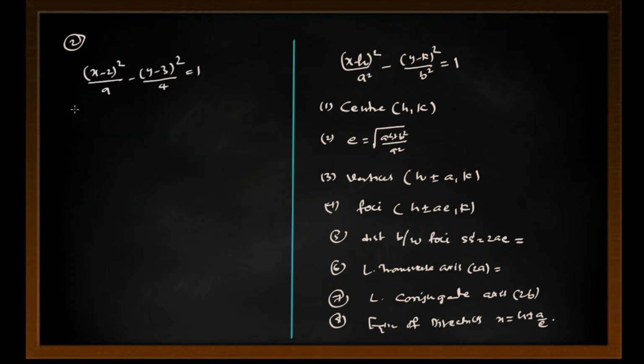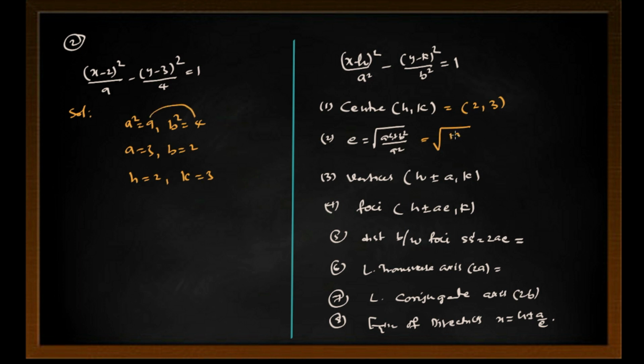Next question is a hyperbola given, we have to find all the values. If you compare the given hyperbola with (x minus h) whole square by a square minus (y minus k) whole square by b square equals to 1, here a square is 9, b square is 4, a is 3, b is 2, h is 2, and k is 3. Therefore, our center h comma k is 2 comma 3. Eccentricity: square root of (a square plus b square) by a square, 9 plus 4, root 13 divided by 9. So root 13 by 3.